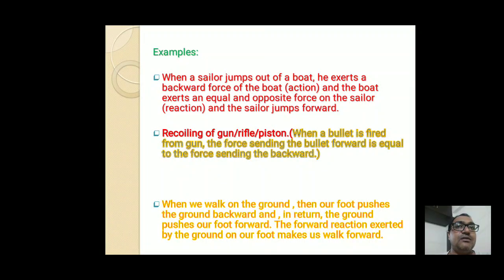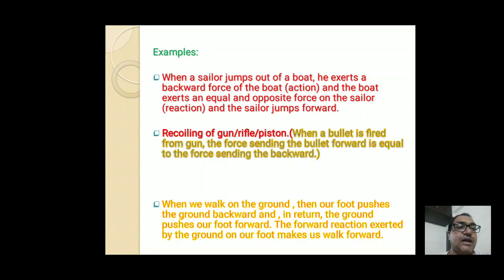It means that two equal and opposite forces are applied when a bullet is fired from the gun. So the bullet is going in the forward direction and the recoil of the gun is going in the backward direction. Students, let's understand this last example.